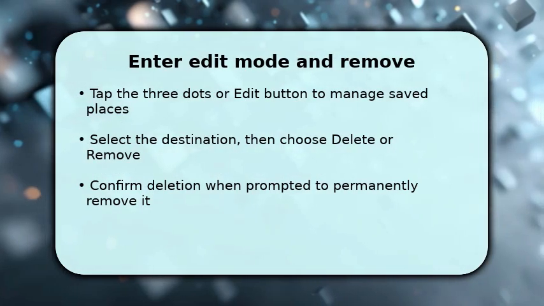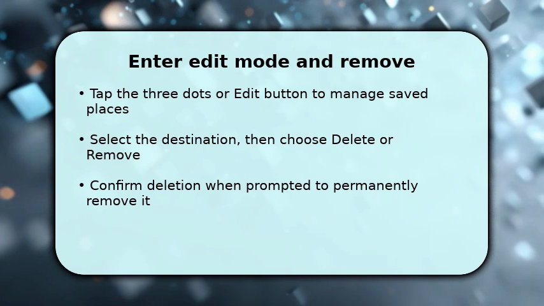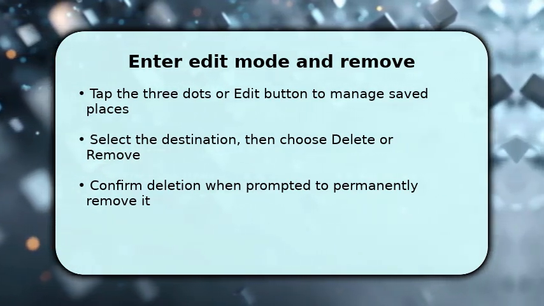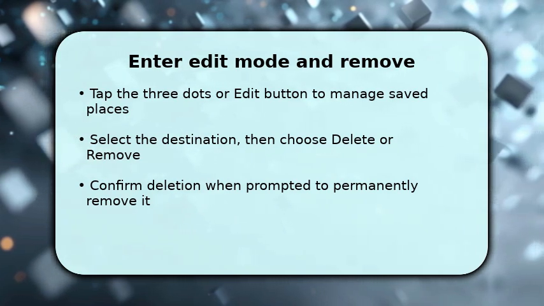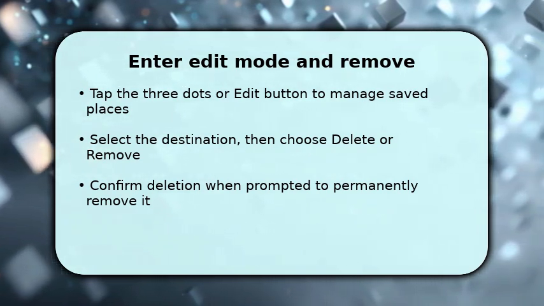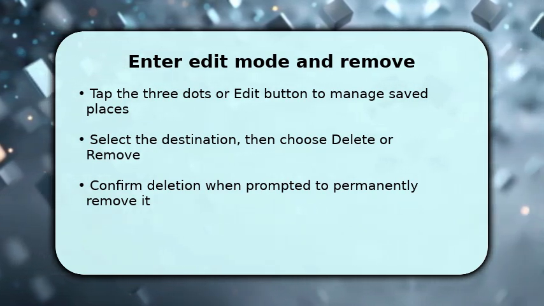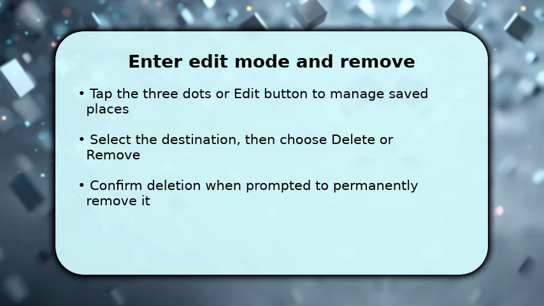Now that you've found the place, tap the three-dot menu or the Edit control for that saved list. Waze uses these controls to let you modify entries. Next, tap the specific destination to open its detail view, then select Delete or Remove. This action prevents future routing to that address and clears clutter.